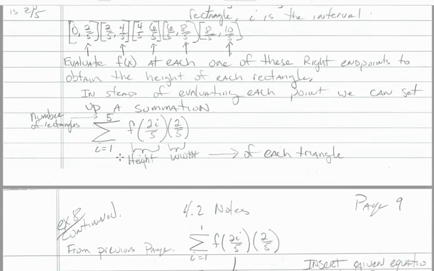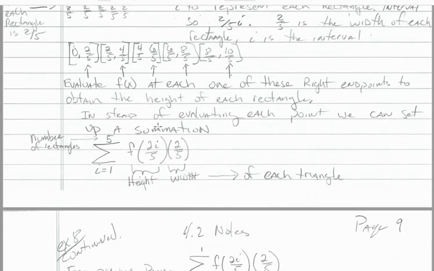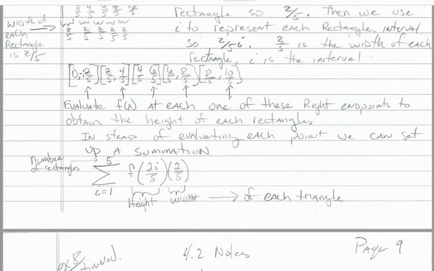When we look at the summations here, well, 1 to 5 represents the number of rectangles that we're doing. Then we have to represent the height of each function. That's what we're going to plug into f of x. F of x in this case is negative x squared plus 5. That's this piece right here. That's the f of x we're going to plug into. And we're going to plug in increments of 2/5 i.